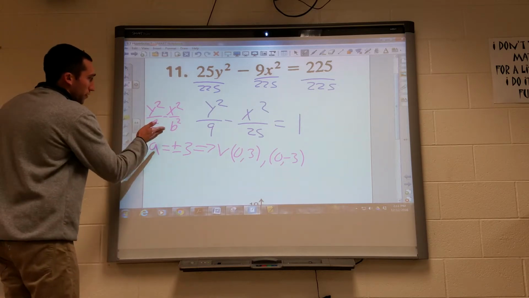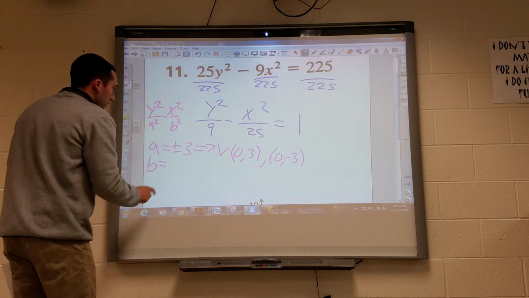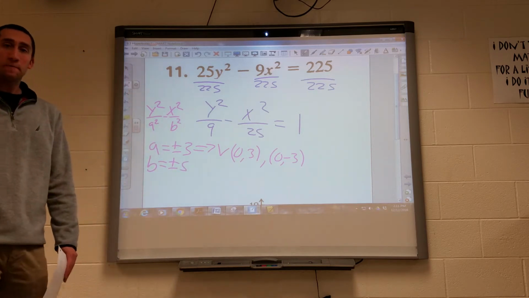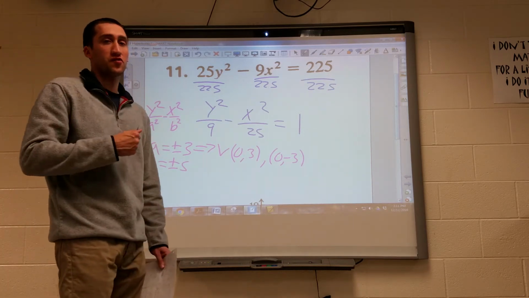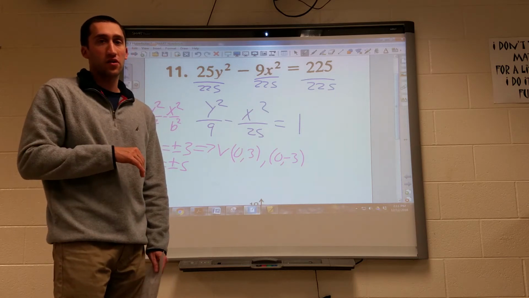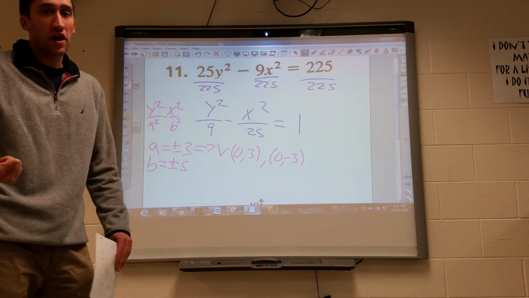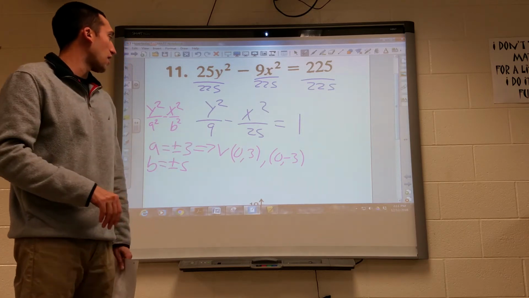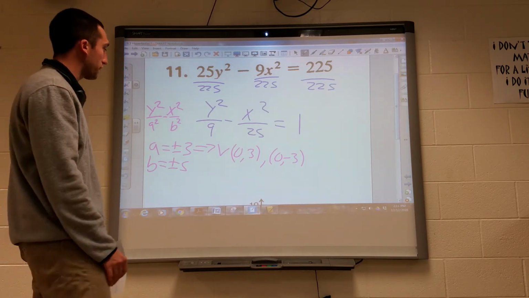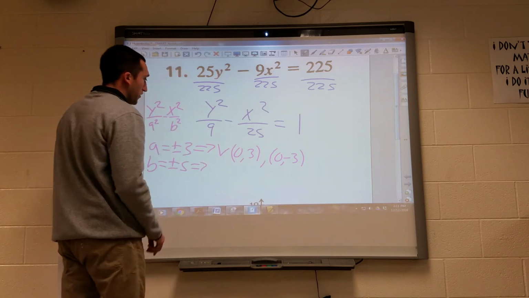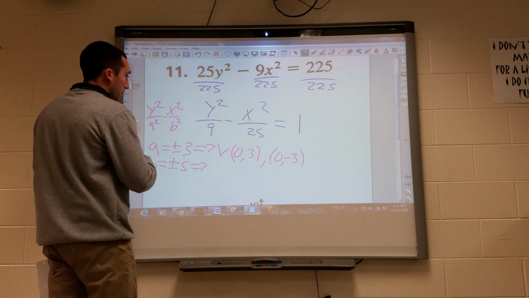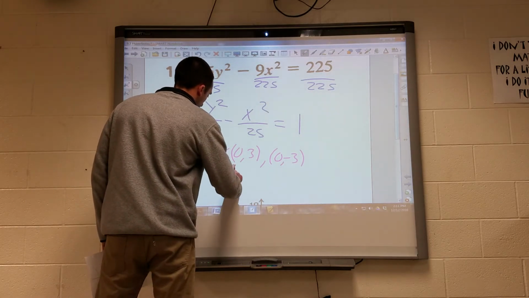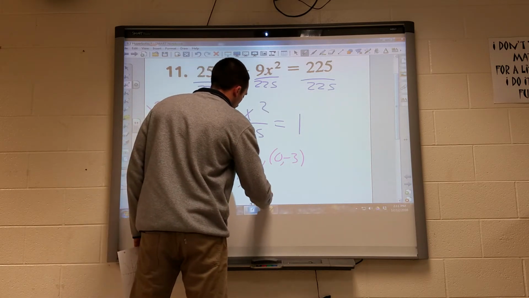Next, the b value is the square root of 25. And the b just kind of helps us draw our asymptotes. So kind of like the foci aren't really a part of the graph, the b helps us draw our asymptotes, and we'll see when we get to the graph how that happens. And so in this case, our b points are going to be the coordinates (5, 0) and (-5, 0).